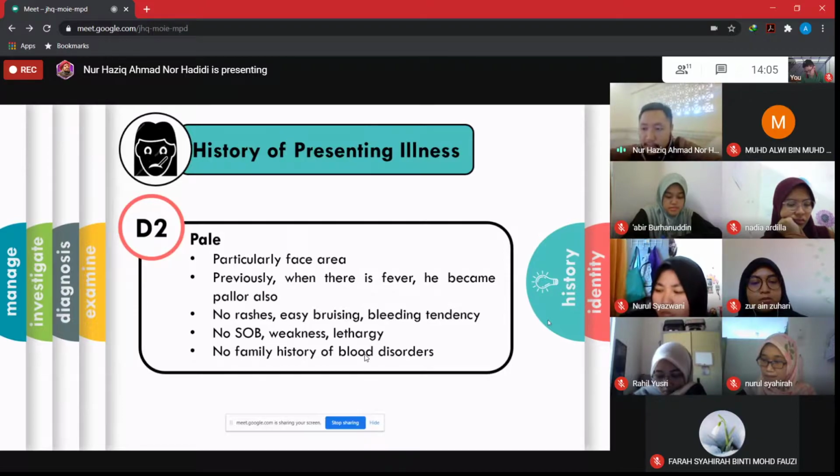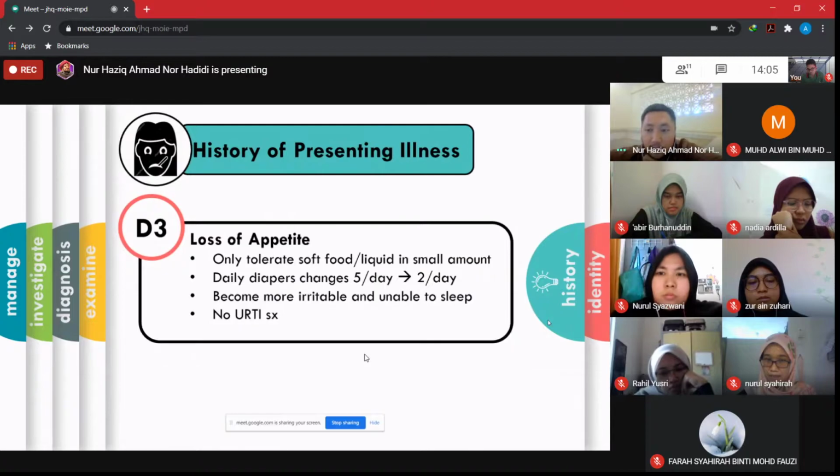His mother also stated that previously, when her son developed fever, there would be facial pallor also. However, she denied any history of rashes, easy bruising, or bleeding tendency. The pallor is not associated with any shortness of breath, weakness, and lethargy. There is also no family history of blood disorder. His mother also claimed that the child refused to eat since the third day of fever. He can only tolerate soft food and liquid, but in small amounts.